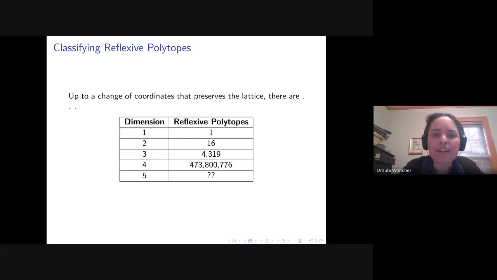So you can classify these things up to changes of coordinates preserving the lattice. There is only one in 1 dimension. It's just the interval from -1 to 1. There are 16 of these things, 16 reflexive polygons. There are 4,319 in dimension 3. There are 473 odd million in dimension 4. And in higher dimensions, it's an open problem, although we do know quite a bit about various special types of reflexive polytopes in higher dimensions.